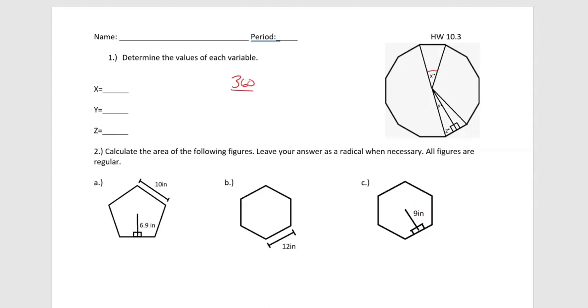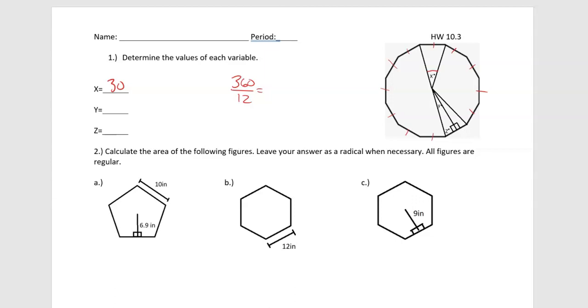We are now going to divide by the number of sides. That's 1, 2, 3, 4, 5, 6, 7, 8, 9, 10, 11, 12 sides. So we're going to divide by 12. 360 divided by 12 is going to be 30 degrees. So X is 30 degrees. The whole entire central angle is 30 degrees.